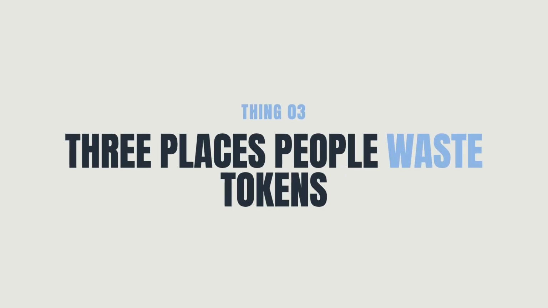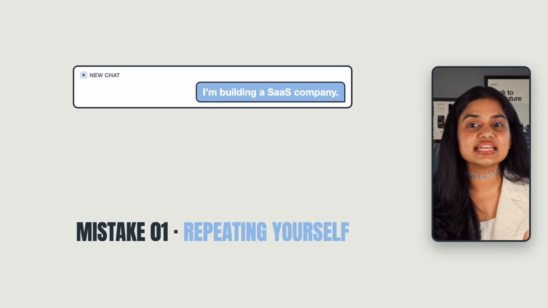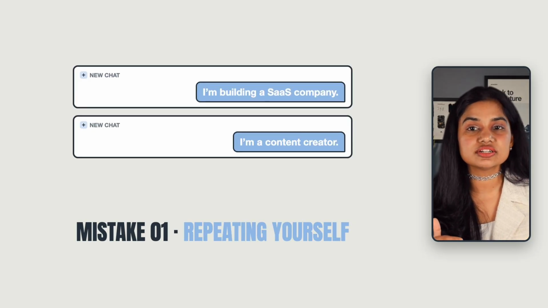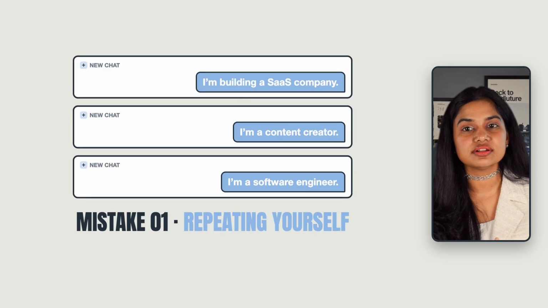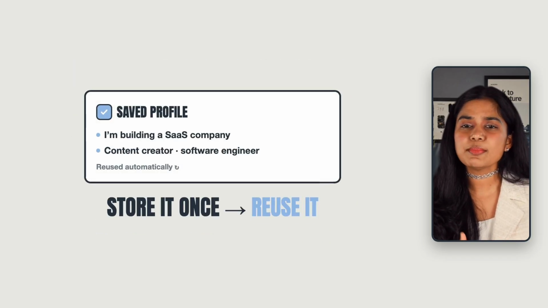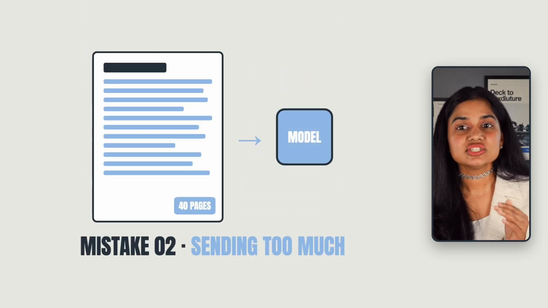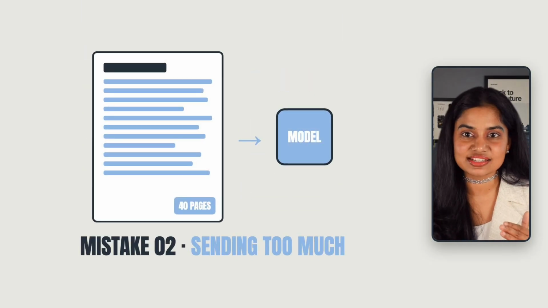Number three, places people waste tokens. The first one is repeating context. Maybe every new conversation starts with the same explanation: I'm building a SaaS company, I'm a content creator, I'm a software engineer. If you're typing the same setup information repeatedly, there may be a better way to store and reuse it. The second mistake is sharing way more information than necessary.